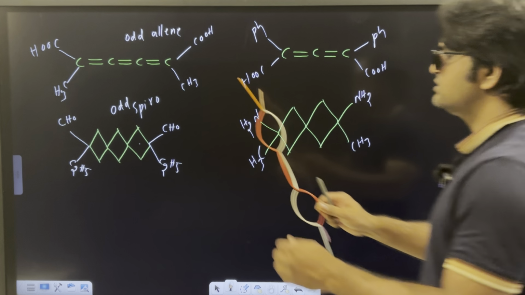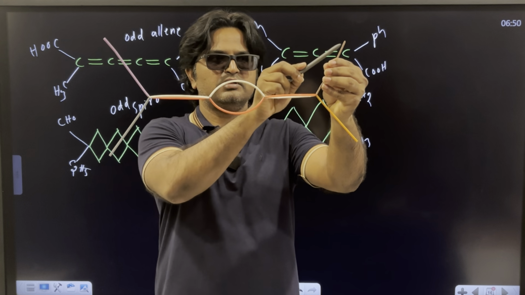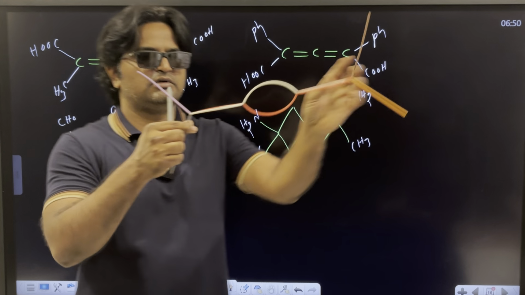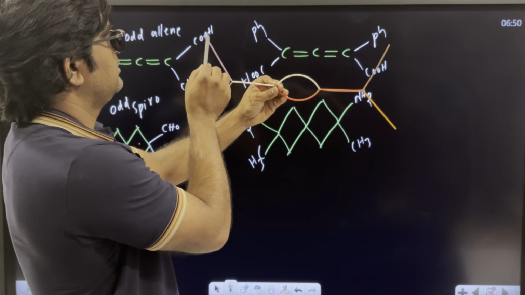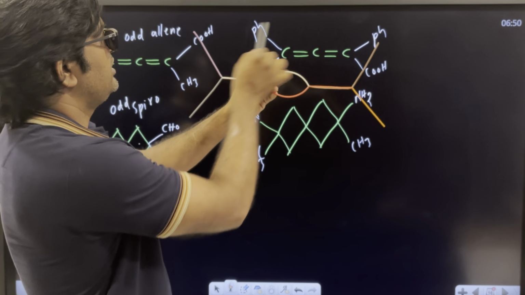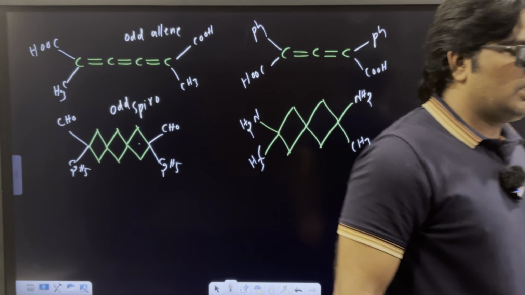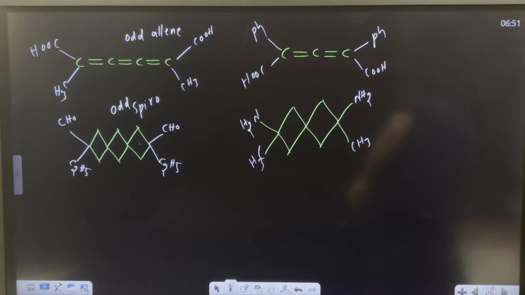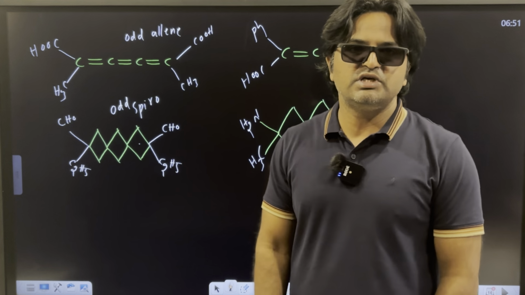Come to this odd system. In an odd system, the arrangement of groups is like this. For example, this is L1 and L2 from here to here. Let me show from this side. L1 on the same side, L2 on the opposite side. L1 is not equal to L2. The same thing we observe in spiro compounds. Because of that reason, odd systems will show geometrical isomerism and even systems no geometrical isomerism.